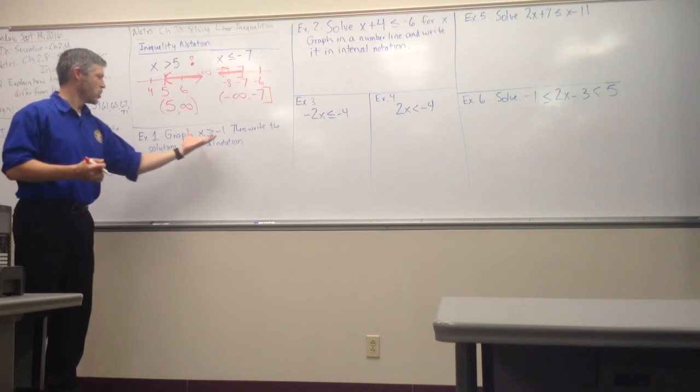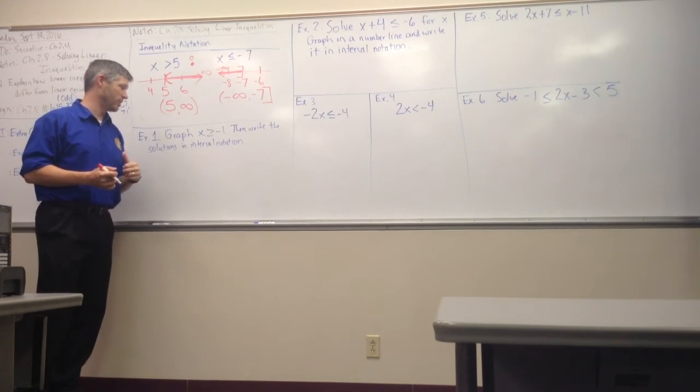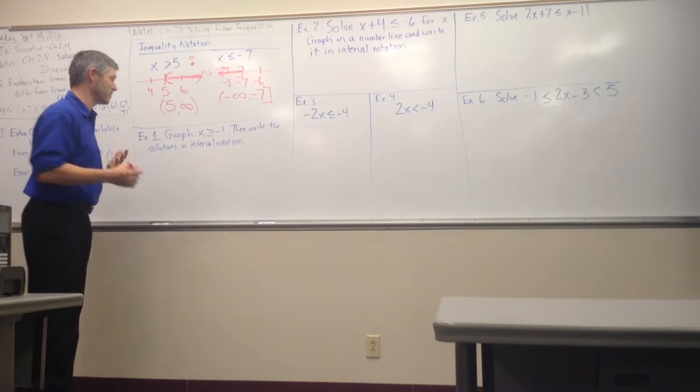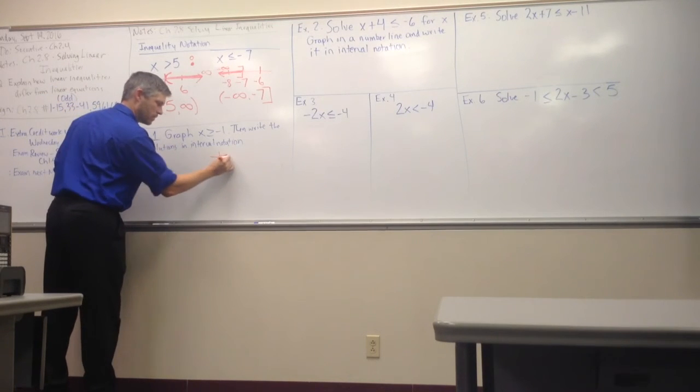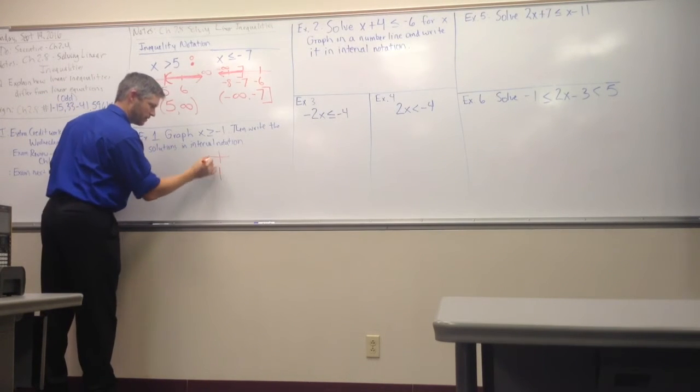All right, so here's what it says. Graph x is greater than or equal to -1, then write it in interval notation. Okay, so start with -1. Hopefully you can read my handwriting from there.